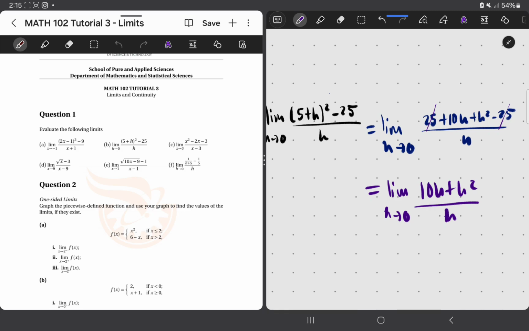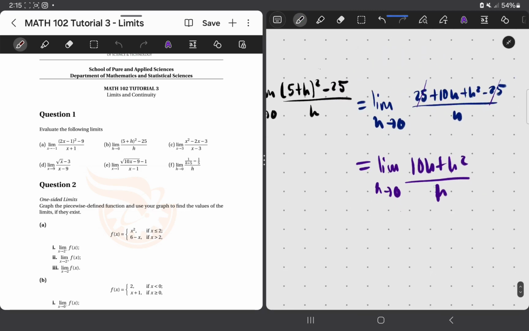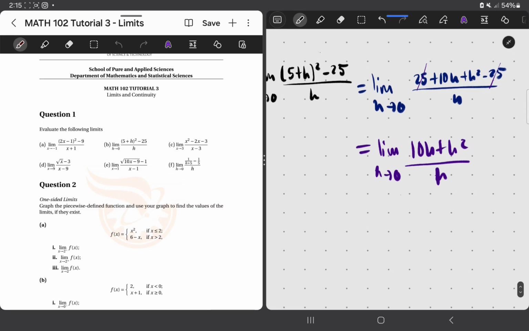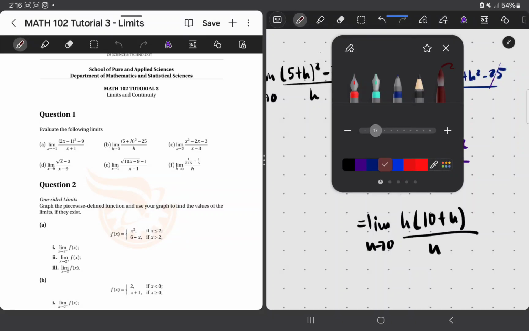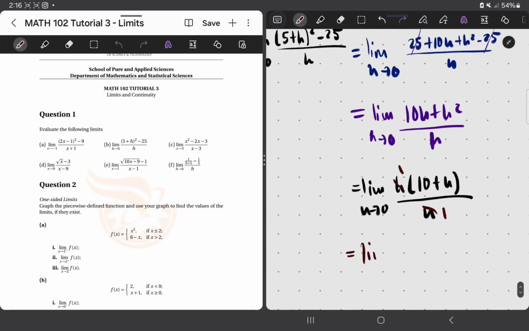Now, once it's like this, it becomes easy, okay? Remember, you're not allowed to just have h go into one thing. If you want to cancel this h at the bottom, you have to factor it out at the top. So here we have the limit as h goes to 0. At the top, we're going to have h. Then here we remain with 10 plus h. And it's all over h, okay? So what are we going to do now? We say h into h 1, into this h 1. So what we end up having is the limit as h goes to 0 of 10 plus h.